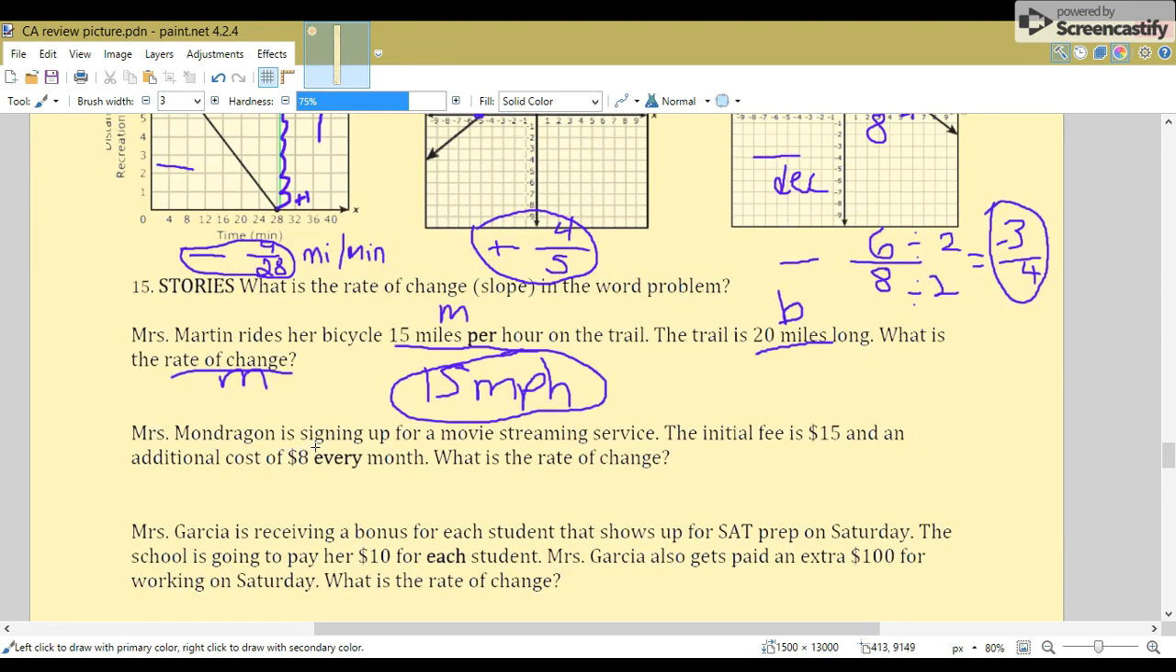Mrs. Mondragon is signing up for a movie streaming service. The initial fee is $15 and an additional cost of $8 every month. What is the rate of change? If you see the word initial, entry, original, starting, any of those kind of words, that's your B. That's your y-intercept. If you see the word every or per, that's your M. That's your slope. So your rate of change is $8 per month.